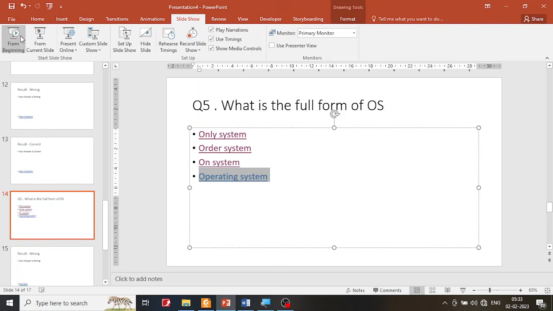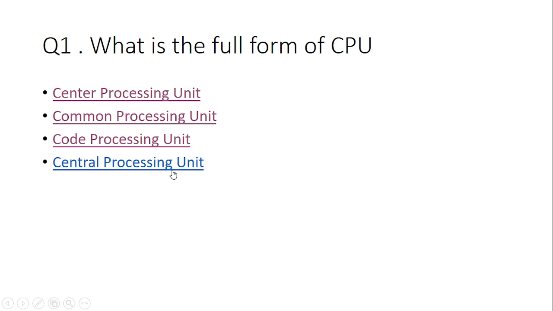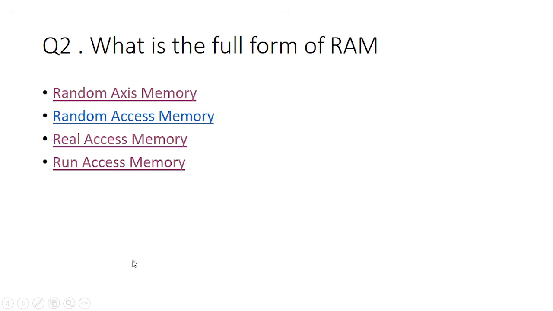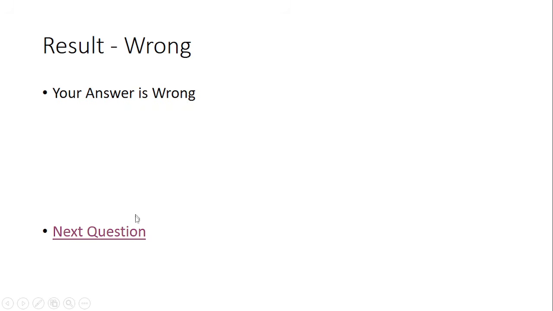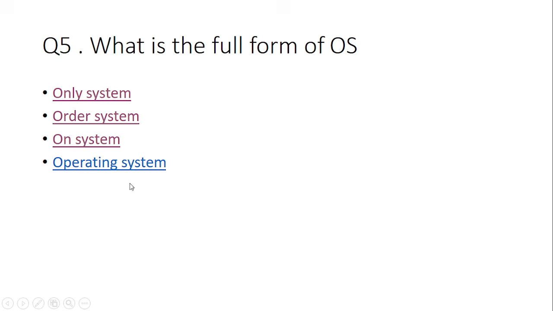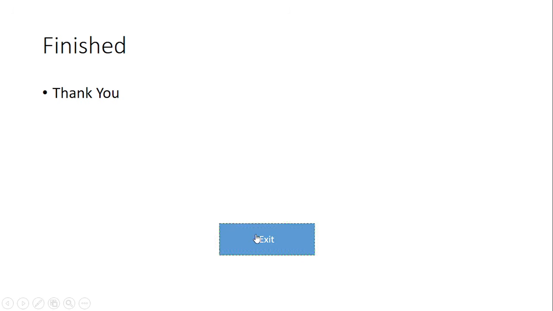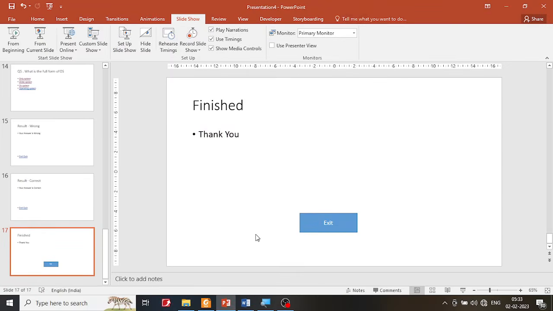almost done. Click on it, start the quiz. So this is the correct answer. Next question, this is the wrong answer. Next one, this may be the wrong answer, and this is the right answer. Finish the quiz, exit. That's it, you are supposed to do it.